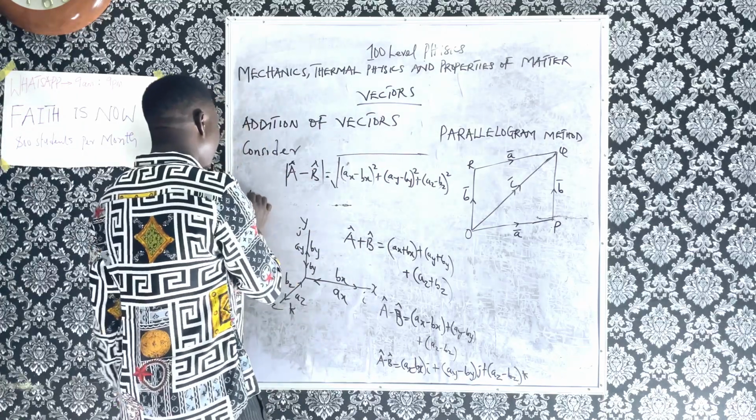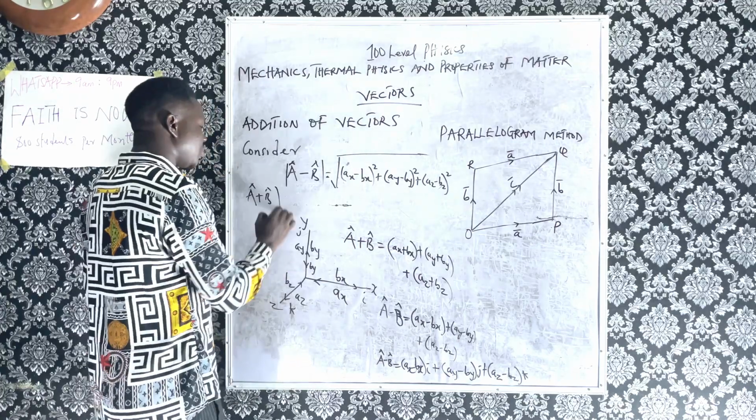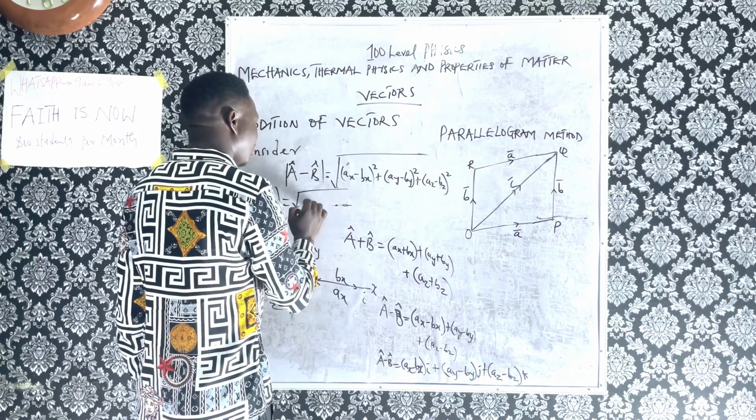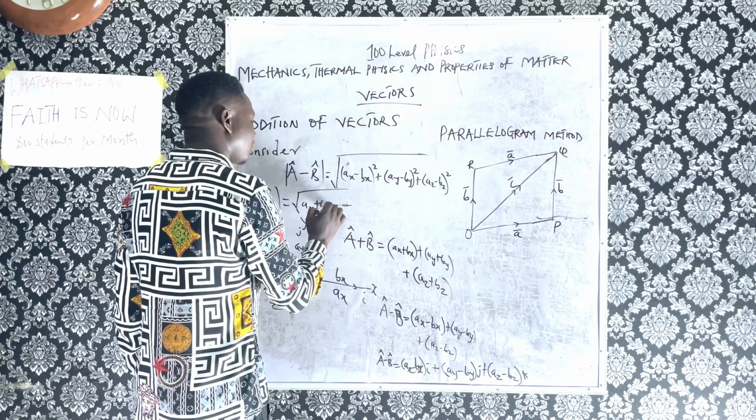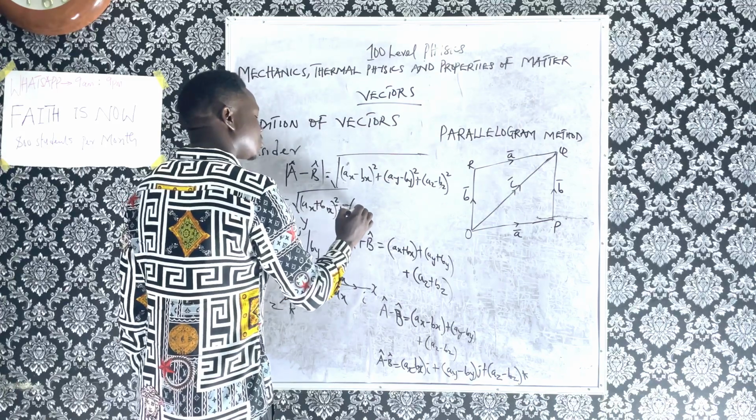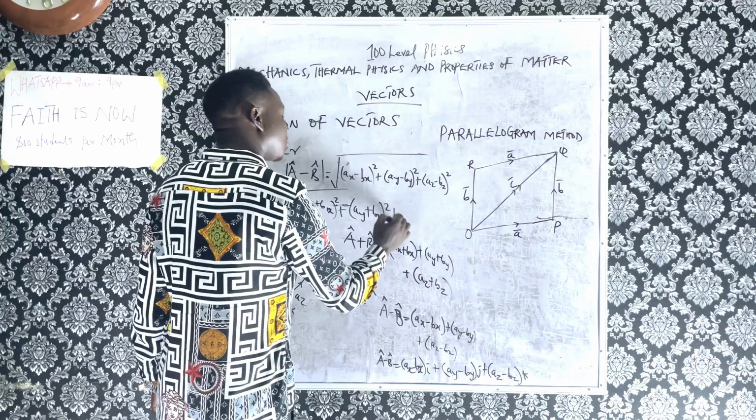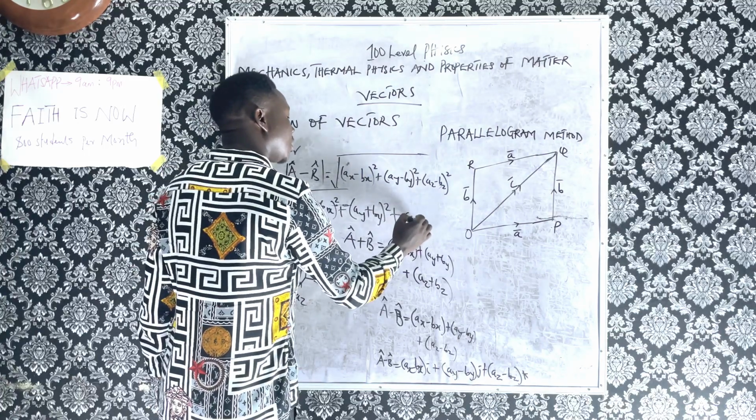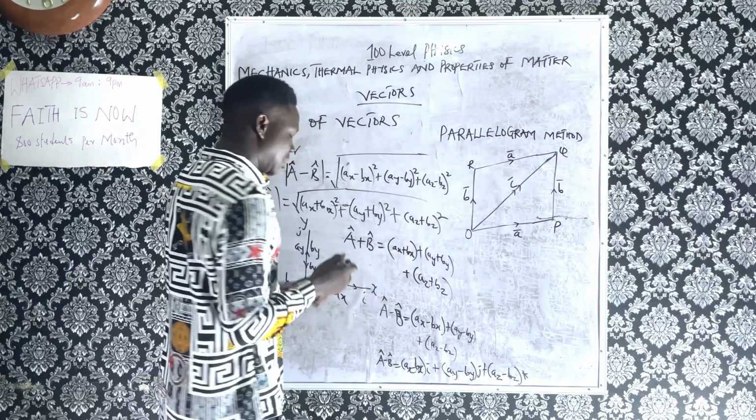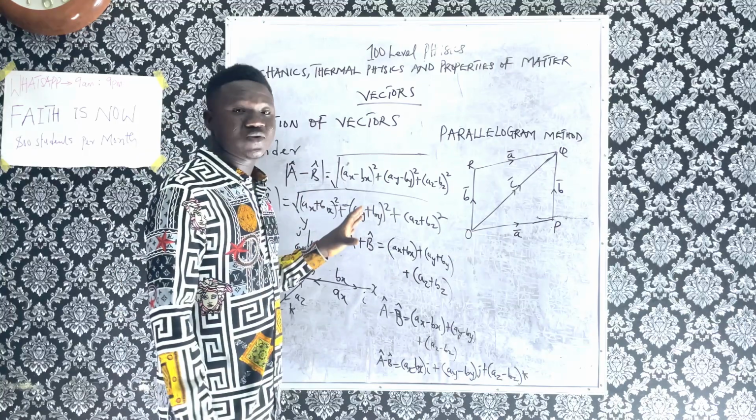Then a plus b will just be the opposite of it, just the sign opposite. Just ax plus bx all squared plus ay plus by all squared plus az plus bz all squared. Now this is how you add up vectorially. This is how you add up two vectors vectorially.